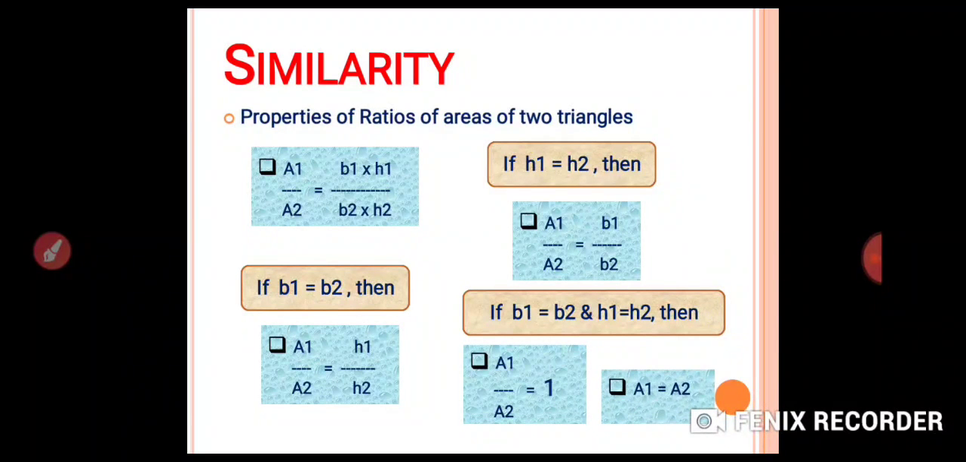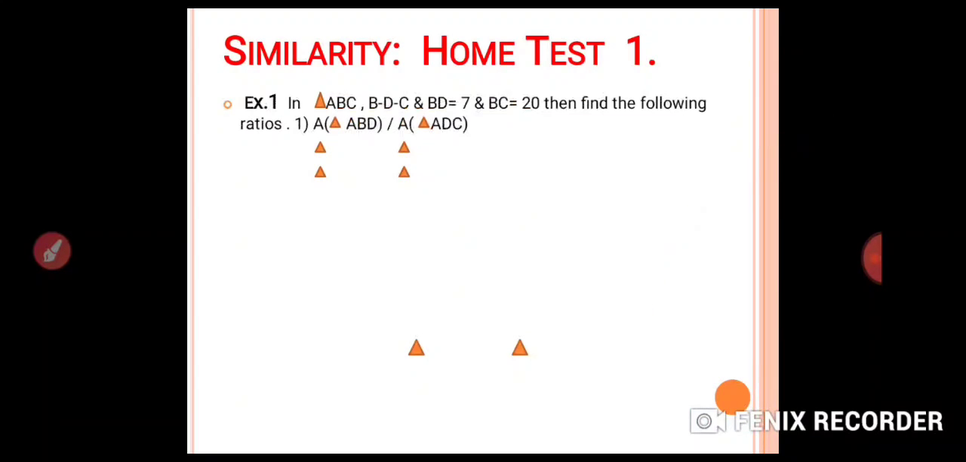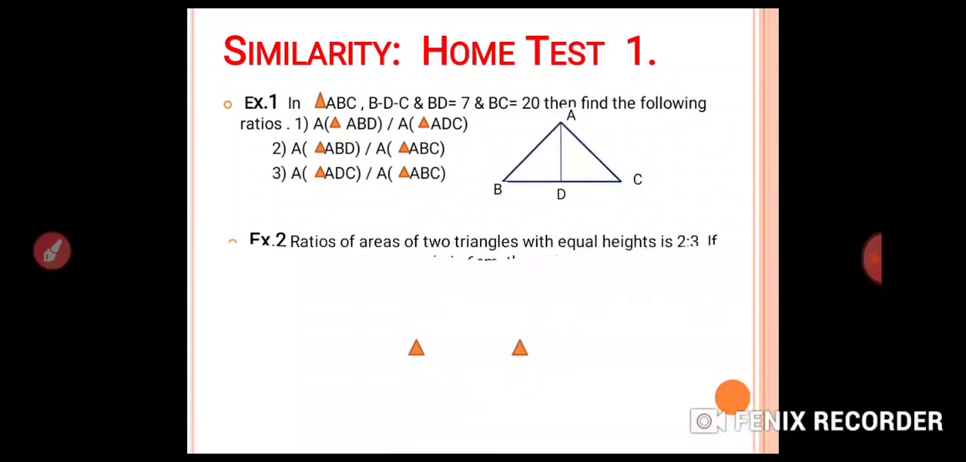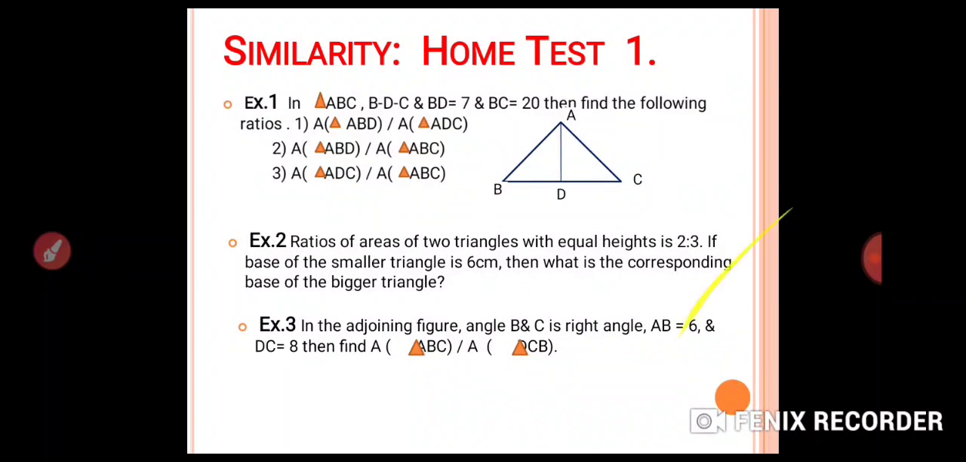To recall these properties, we use these properties to solve our home test number 1. On the screen, here we see example number 1. Just read the example carefully and observe the figure. Here, example number 2 and example number 3. So, just read it carefully and write it down in your notebook and try to solve our home test number 1.